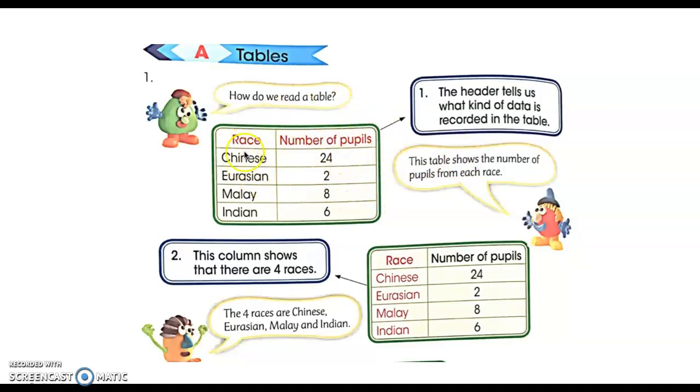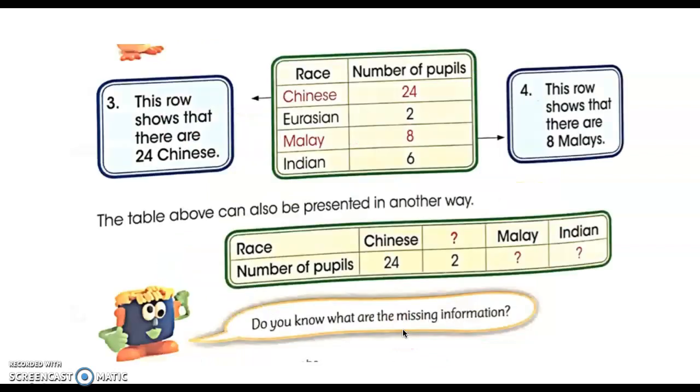This table shows the number of pupils from each race. So as a whole, this table shows the number of pupils from each race, isn't it? So as I told you, there are 4 races. Okay, the third information that you should know here is how to read the rows. Now see, Chinese. Row means the horizontal ones. Now see, Chinese how many? 24. Eurasian 2. Malay 8, right?